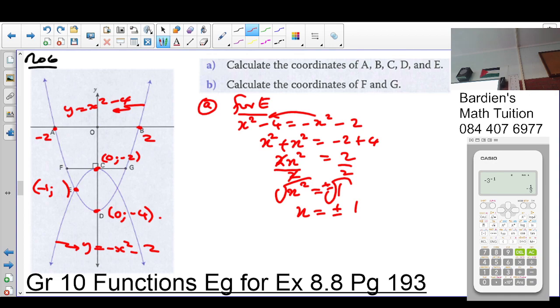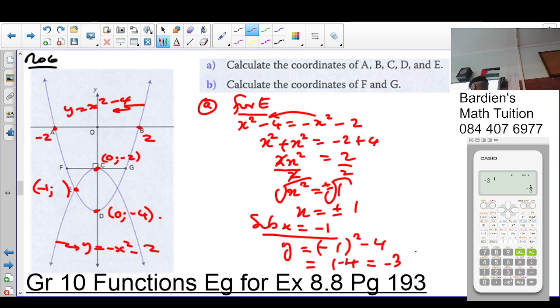Okay. So how do we get the corresponding y value? You substitute x is equal to negative 1. You can go into any one of the two graphs. Okay, so you say y is equal to negative 1 squared. People, that must be in a bracket. Negative 1 squared minus 4. It's going to be 1 minus 4, which is negative 3. Therefore, E is negative 1 and negative 3. You can't get easier than this, people.